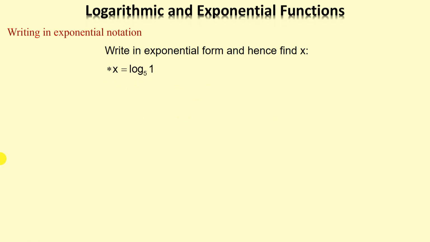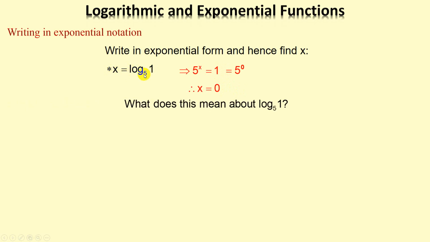So now we have log of 1 to base 5. So we're going to write that in exponential form. The base to the exponent equals 1. Now we need to work out what x is. Well, 5 to the what is 1? 0. So therefore we have x equal to 0. That means it's a 0 there, which means log of 1 to base 5 is equal to 0.